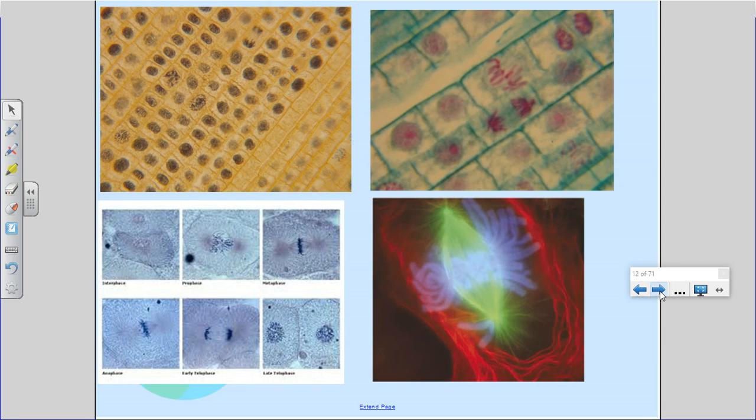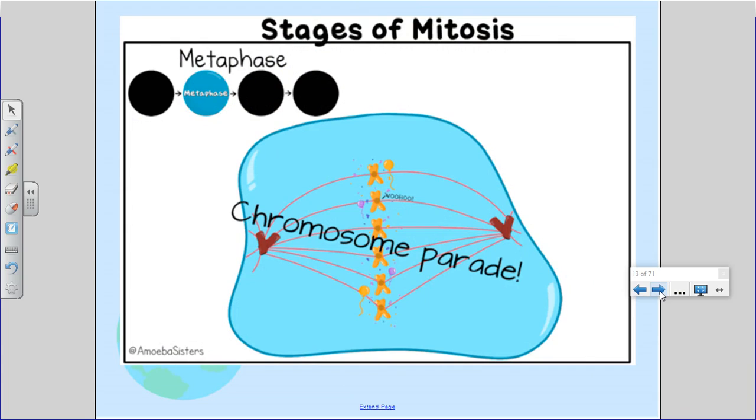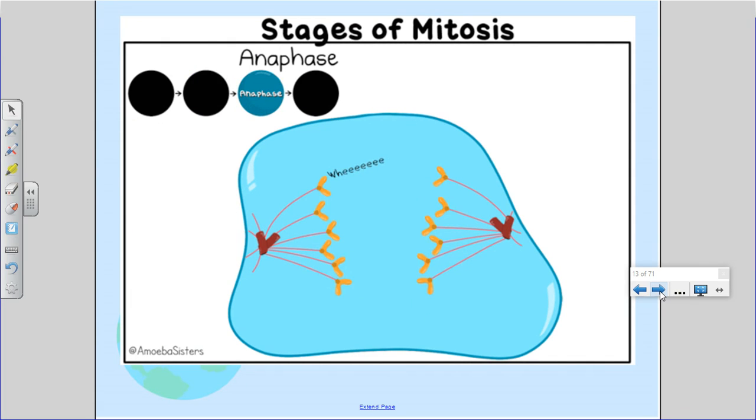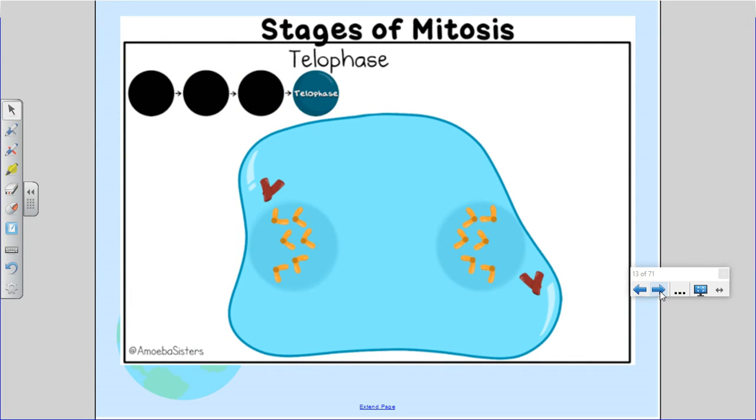Here's some pictures of actual plant and animal mitosis. We're going to draw some nice little diagrams, but it's important to keep in mind that actual life is not quite that neat. Okay, here's a preview of the stages of mitosis.